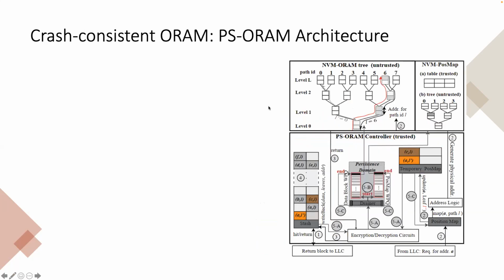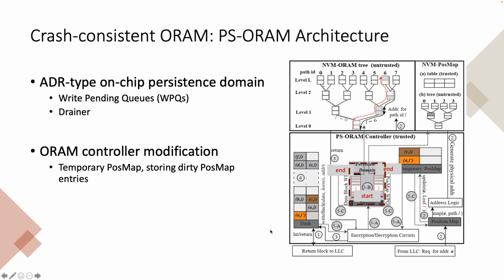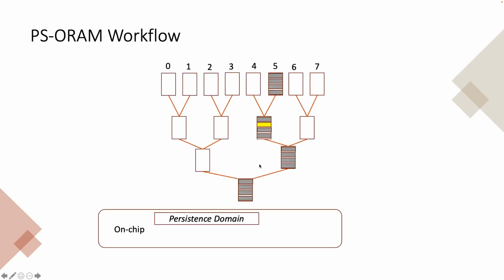Okay. So based on our crash analysis, we propose the PS-ORAM architecture. This architecture incorporates the ORAM controller with the ADR-type persistent memory controller, and the persistent domain includes modified write pending queues and a drainer, which ensures that content entering the persistent domain will be written back to NVM without interruption. Additionally, we add a small buffer called the temporary position map, which stores the position map entries that are not persisted yet. So next, we will introduce the PS-ORAM workflow.